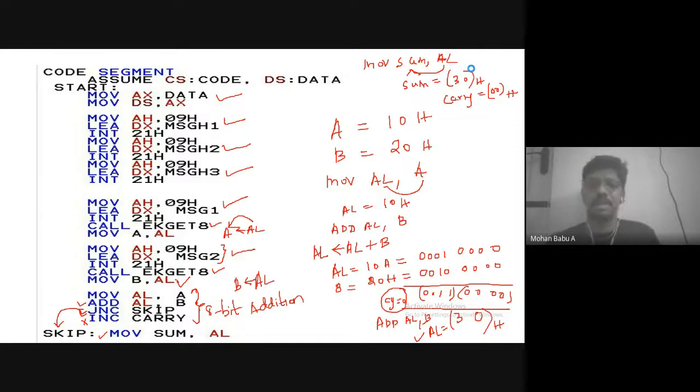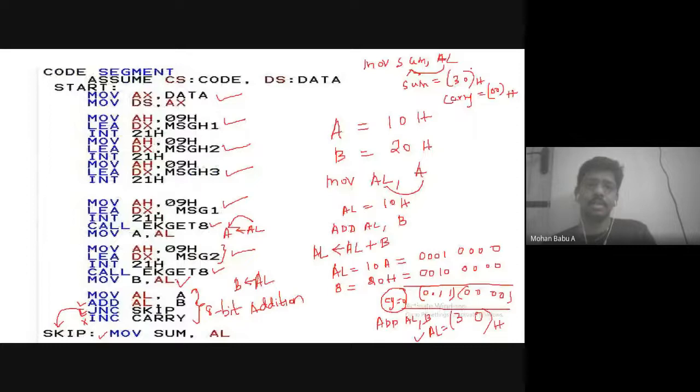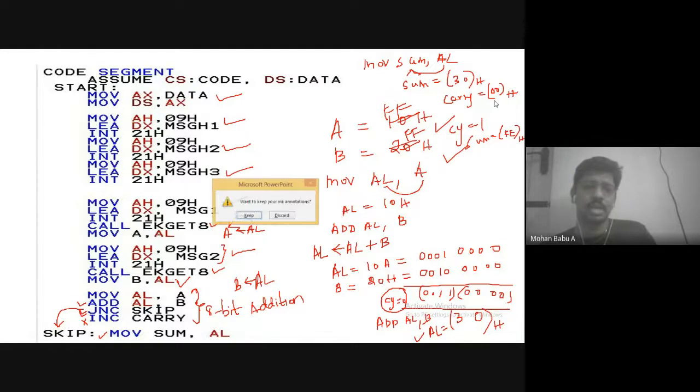Now we will see one more example. If you use A equal to FF and B equal to FF, you will get different results. That is the presence of carry equal to 1 and sum equal to FE. Let's check with the software; you will get this result only. Now I have the program for this concept. I will show how to run this in the EMU8086 simulator. You will get some idea.